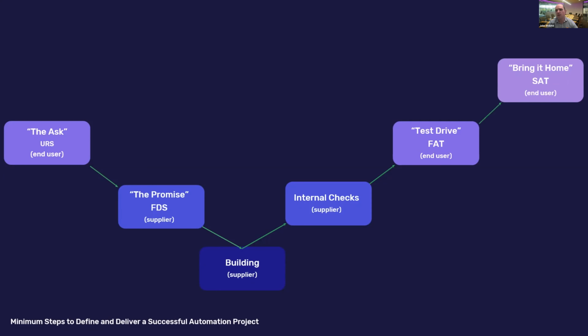And finally, to bring the equipment home, the SAT, or site acceptance test. This is where you plug it in at home, so to speak, and retest anything that was dismantled during transport and test what could not be tested at FAT, say integration with other equipment. And finally, run performance tests in the equipment's own production environment.